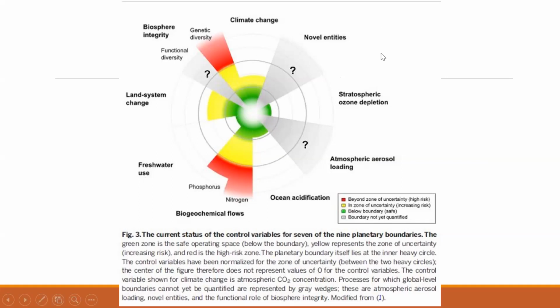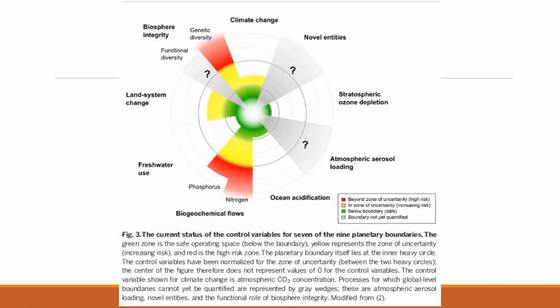And then as you move into this yellow space, which is going to be shown by the second gray tier, we've moved into what's called the zone of uncertainty. That's where you're going to have increasing risk and increasingly unknown consequences of moving further into that space. And then finally, there's this red zone, which is going to be the zone of high risk or beyond the zone of uncertainty. When we are in this zone, we know we're in a really dangerous space for the planet, okay?